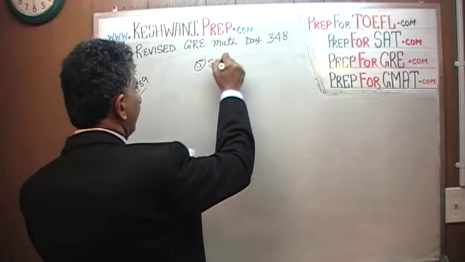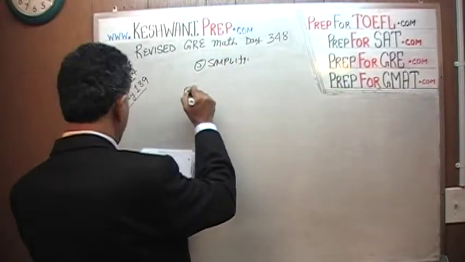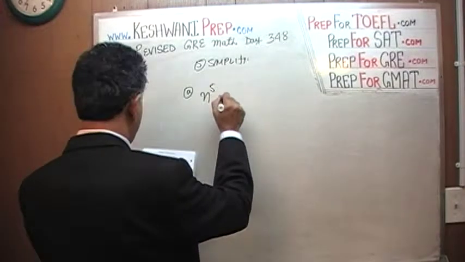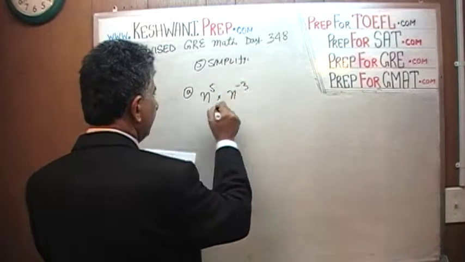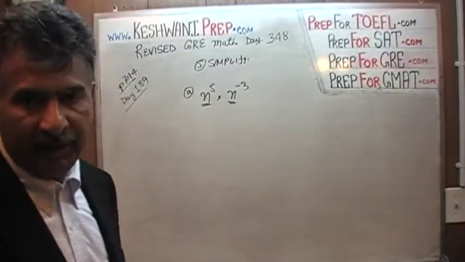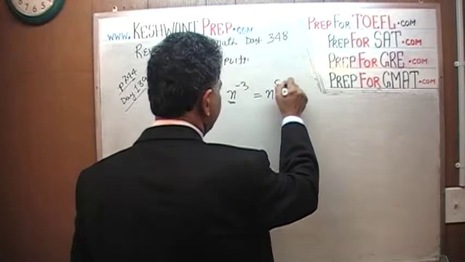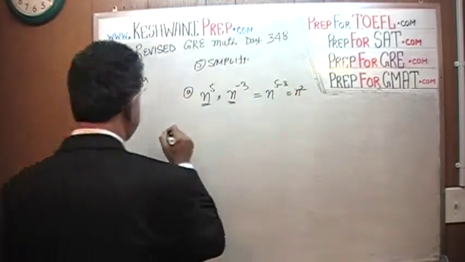It just says simplify. Our job is to simplify the expressions here. The first one is n raised to 5 times n raised to 3. Since they have the same base of n, we just add the exponents. So it is simply n raised to 5 plus 3, which is n raised to 8.